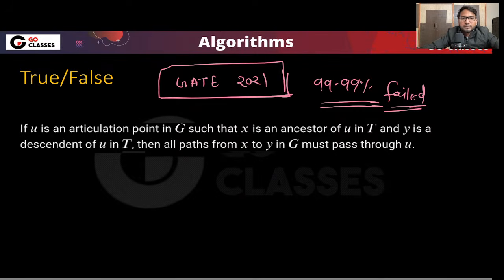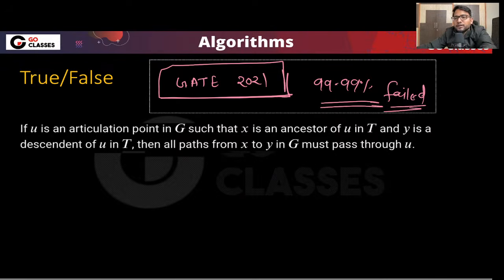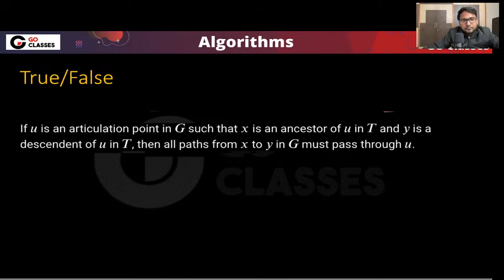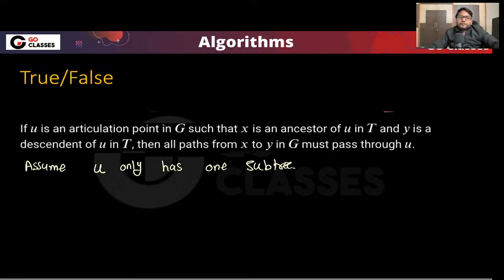given that, assume, or given that, let's suppose U only has one subtree. Now you tell me, is this true or false? They are saying there is an X, there is a U, there is a Y. Okay, this U is having only one subtree.